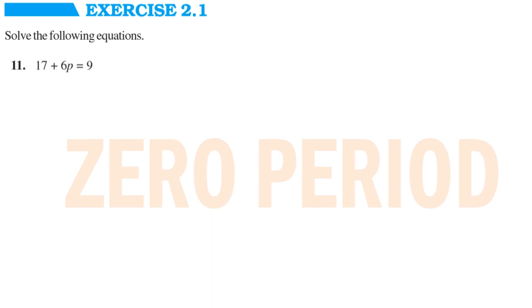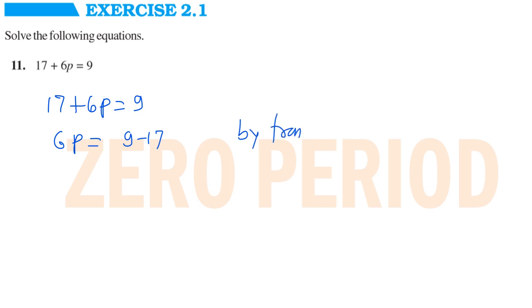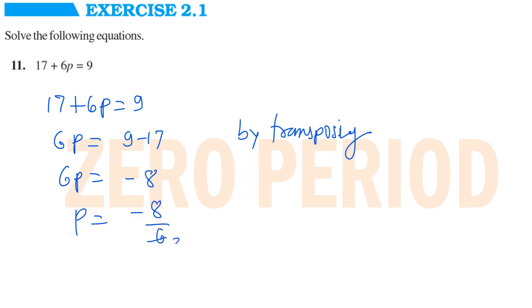Question number 11. 17 plus 6p equal to 9. This time the variable is 6p. Let us write the question again. 17 plus 6p equal to 9. So 6p can be 9 minus 17. I transposed 17 to the right hand side. After transposing, do the simplification part. 9 minus 17, I think minus 8. Then p equal to minus 8 upon 6. 2 threes are 6, 2 fours are 8. Minus 4 upon 3 is there. So p is equal to minus 4 by 3. That is your answer.